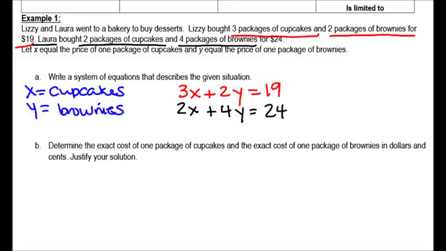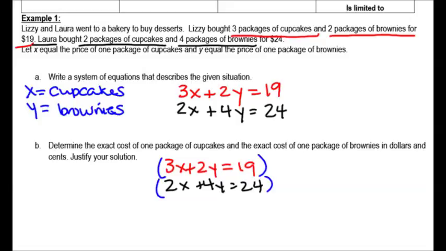So for part B, it says determine the cost of 1 package of cupcakes and the exact cost of 1 package of brownies in dollars and cents. Justify your solution. So that justification, guys, is just showing work. All right, so let's go ahead. I always like to rewrite them. And ask yourself, is there anything here that you can eliminate? The answer to that should be no. So let's do the rule.